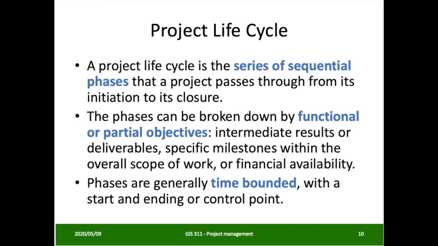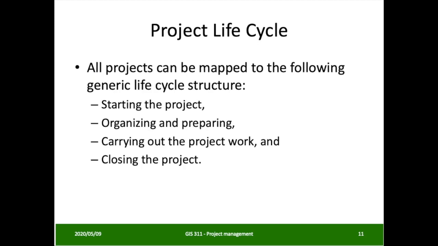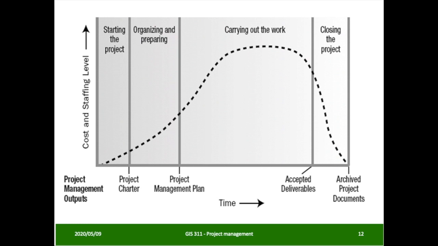The project life cycle. So this is now a sequence of events that takes us through the entire process. So functional or partial objectives, which are all time bound. So these are work packages that you need to complete to get to the end of a project. Okay, so generically, these can be starting a project, organizing and preparing, carrying out the project, and in the end, closing the actual project. So you can see here a bit about time as well as cost and staffing.